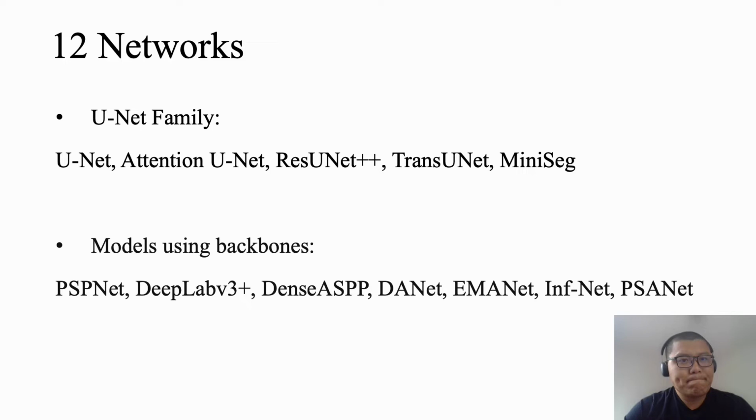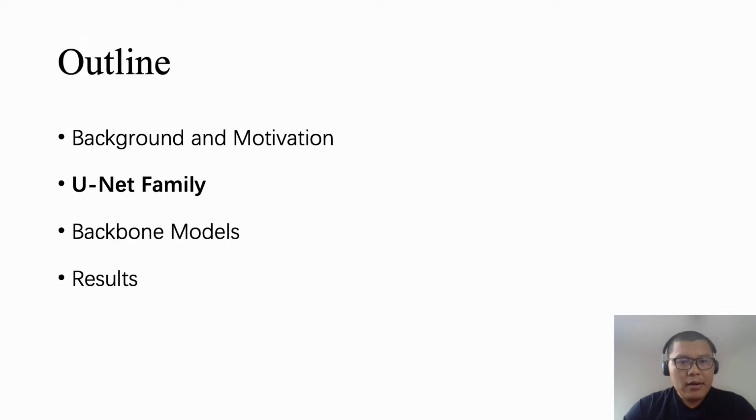And then we finally selected 12 networks and implemented them, and we can categorize these networks into two types. One is the UNet family networks, and the other category is the models based on backbones. We compare these networks in this segmentation task on spine MRI. Okay, so next I will introduce some details about these models.